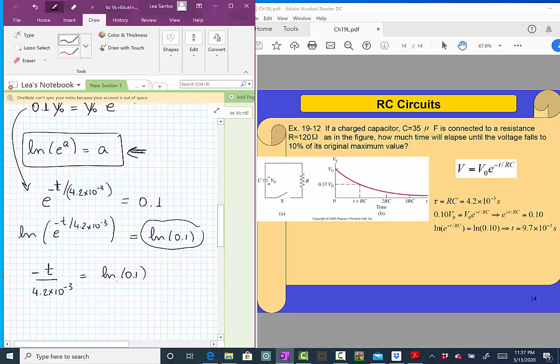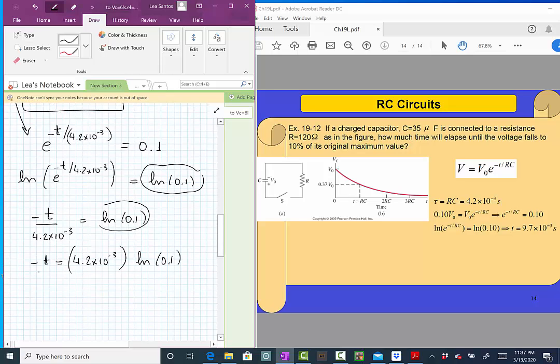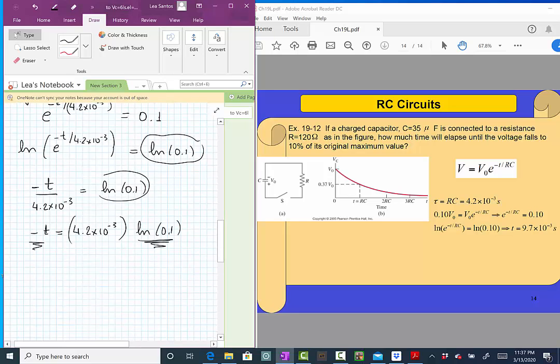Everything here are numbers now. Put it in your calculator and you get a number for this. So you will have minus t is equal to 4.2 times 10 to the minus 3, times the number that you got by ln of 0.1, and you are going to get the time. This ln of 0.1 is a negative value. You will see in your calculator. So you have a negative value here, negative here. It will cancel, and will give you, as expected, that the time is positive.